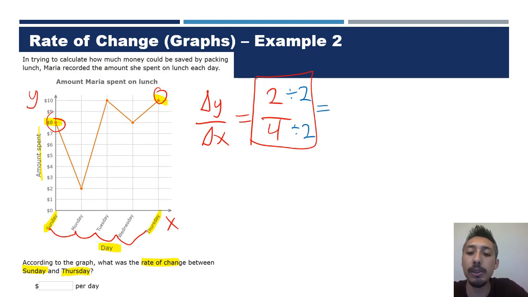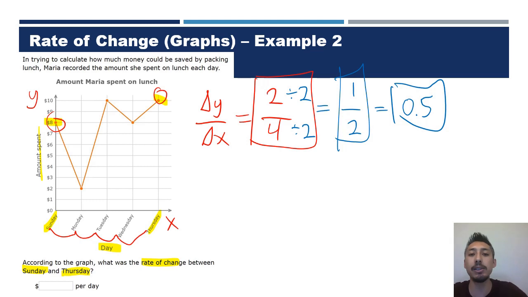2 divided by 2 is 1. 4 divided by 2 is 2. So your answer here is also 1 divided by 2. And if you enter that as a decimal, 1 divided by 2 is just 0.5. Any of these answers would be correct for this problem.